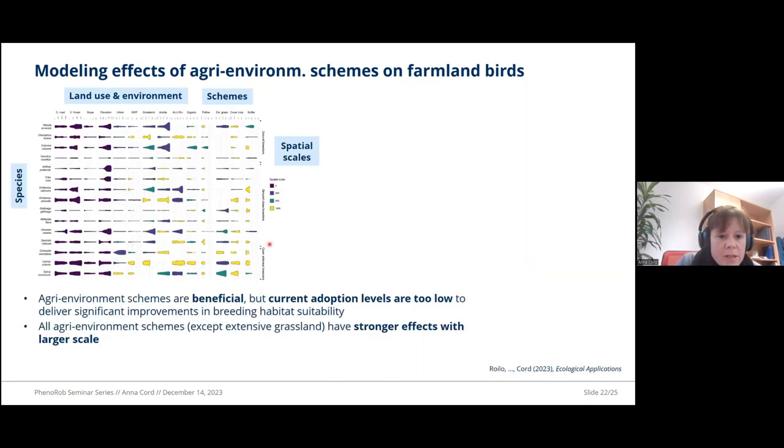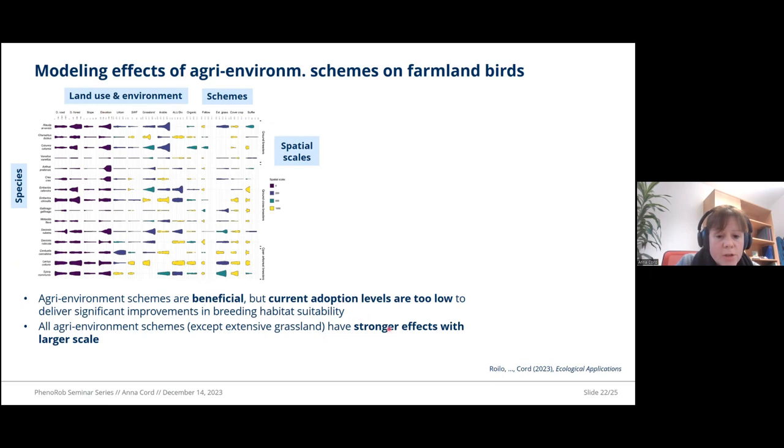To study many different things. In brief, what we see in this figure is different species. We see different scales. So spatial scale is something which always needs to be taken into account when we talk about biodiversity modeling. And we see effects of different land use and environment. The sad result of this study is that the current agro-environmental schemes we have are kind of beneficial, but the adoption level, so the proportion that they cover in the landscape, is just too low to see significant improvements in breeding habitat suitability for many prominent birds.